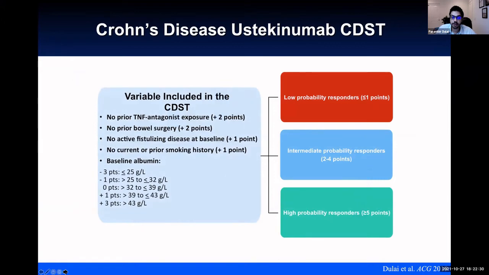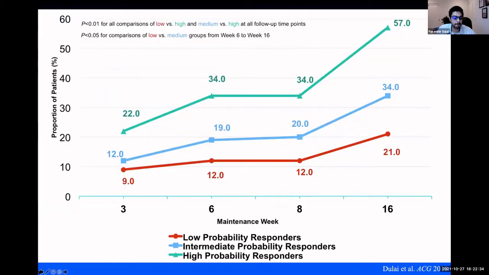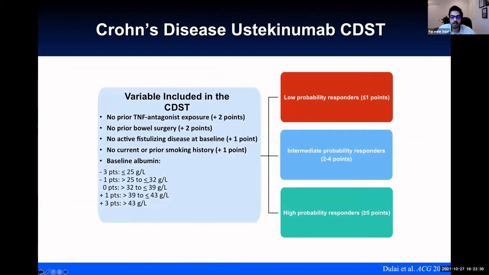We also did this for ustekinumab in Crohn's disease, and so this is the tool that was built there. So this is a similar probability of response based on simple variables: anti-TNF exposure, bowel surgery, fistulizing disease, smoking status, and albumin. But if you go through the literature, and I'm happy to share this with anybody who'd like it, the weighting is different. Anti-TNF exposure was more prognostic in the vedolizumab model than it was in the ustekinumab model.